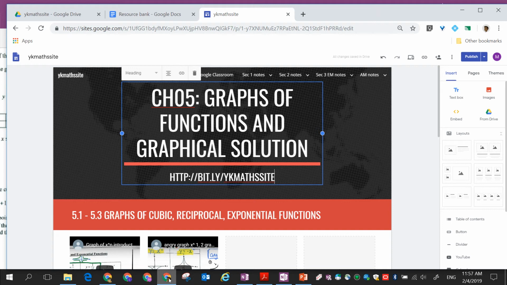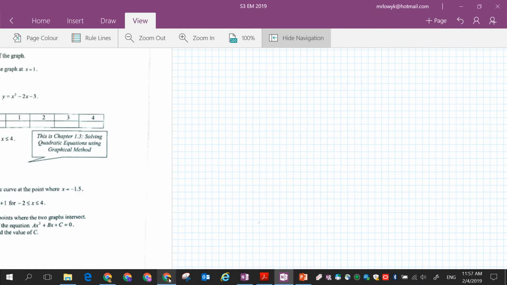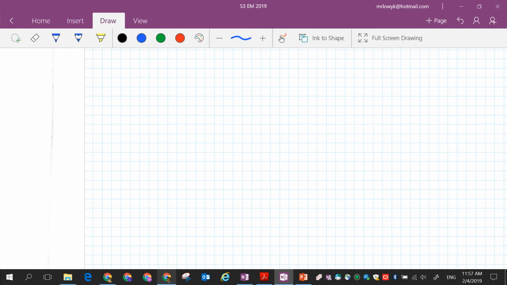Start the video by saying what is important on graph paper. So let's go to the graph paper. I'm going to start by just very quickly explaining graph paper, how to do it.